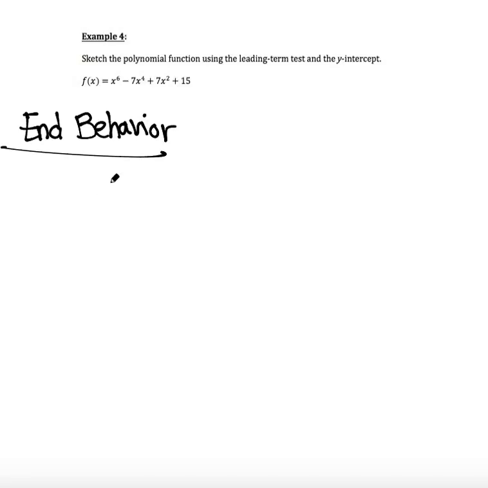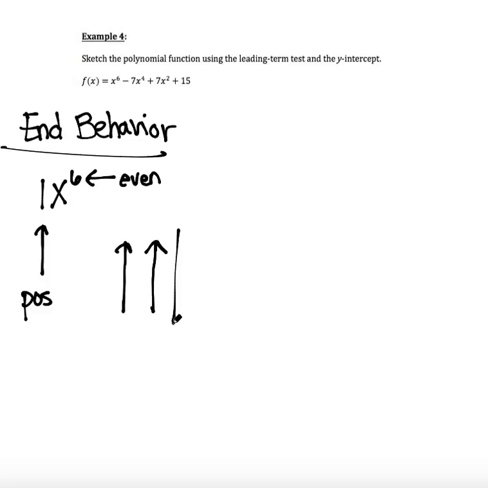All right, so the end behavior, remember, we have to look at just the highest powered term. So in this case, it's x to the 6th. The leading coefficient is a 1, so the leading coefficient we see is positive. The degree is even. When we have a positive leading coefficient and an even degree, I know that the graph is going to go up and up on the ends.